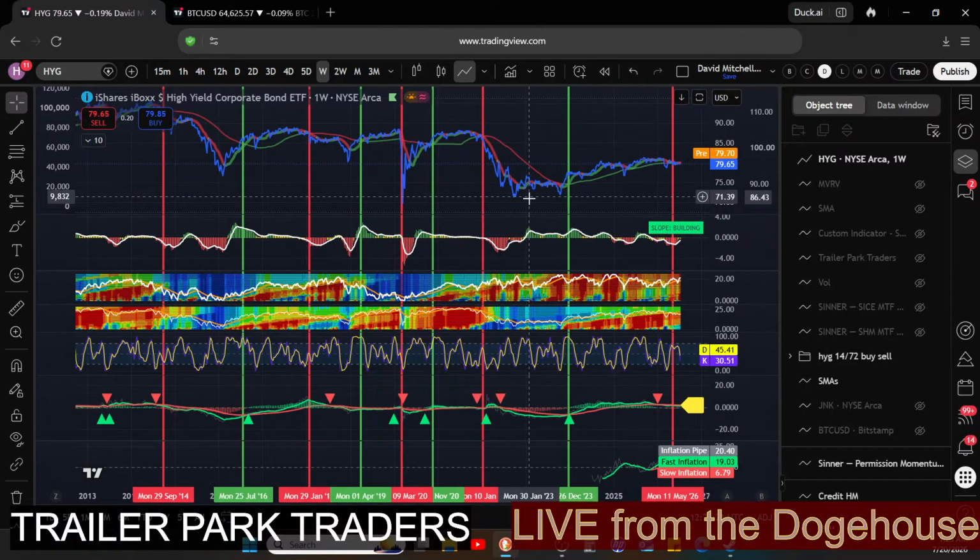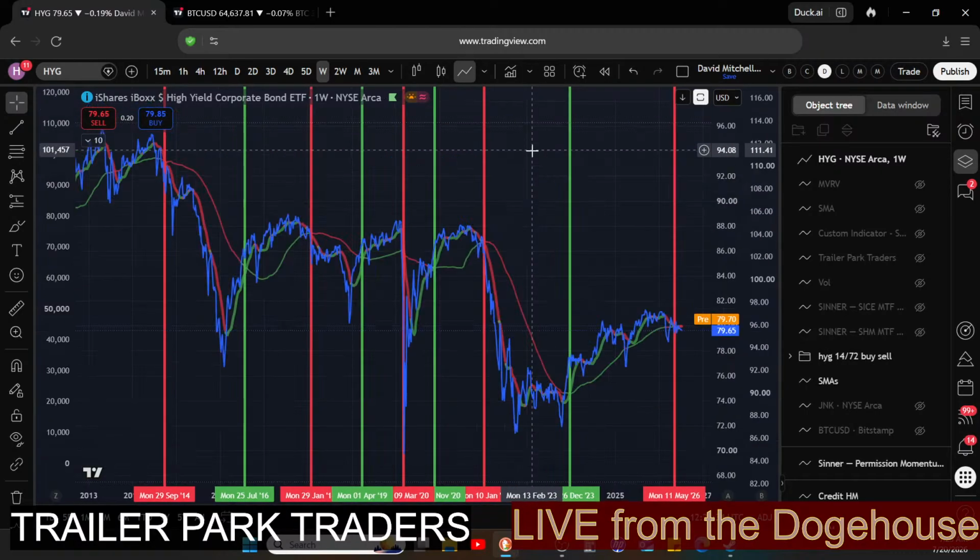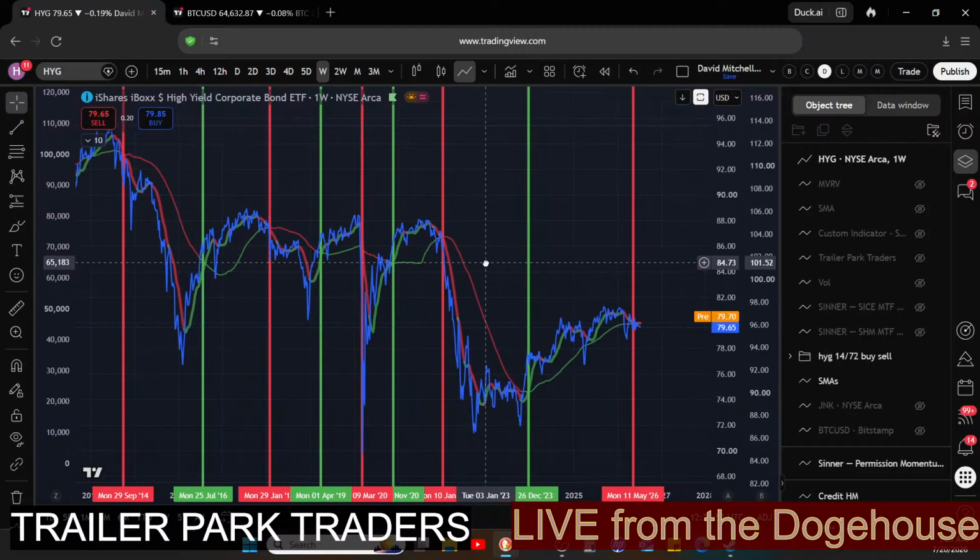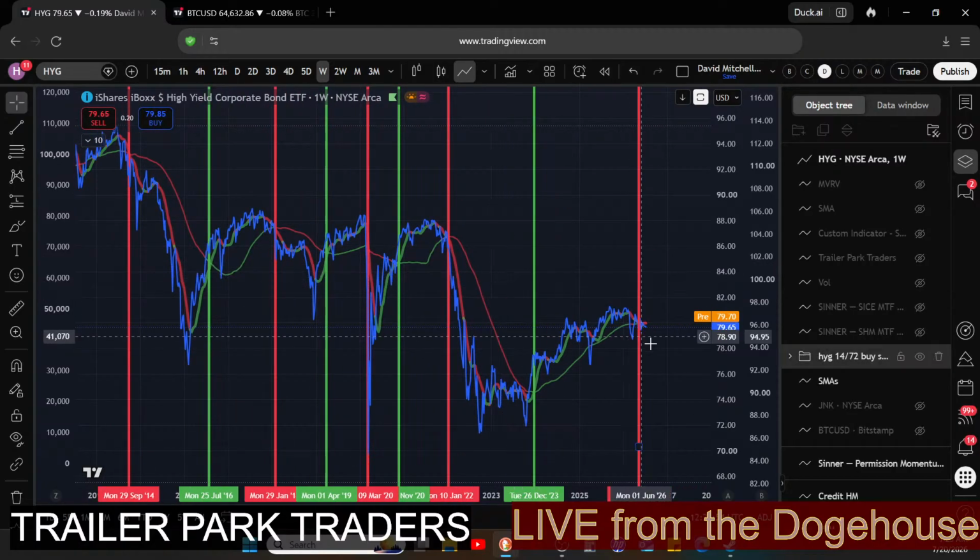And I didn't put the RSI on this one. That's okay. We don't need it. So looking at just HYG, you can tell expansion, right? And then credit starts to get crappy, and then we come down and up and down and up and down, right? These ebbs and flows of credit. And look here, on the weekly 14 and 72 SMA, we have a sell. And these sells go on for quite a while.